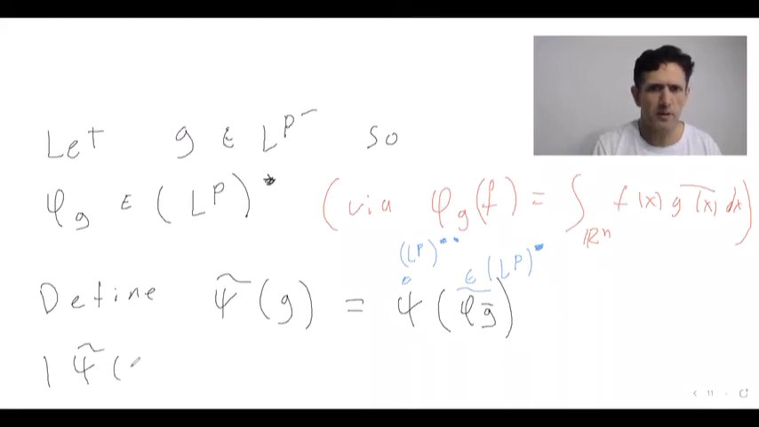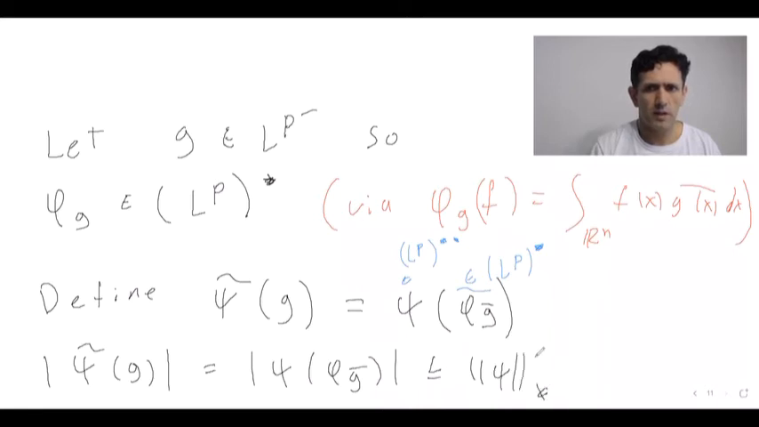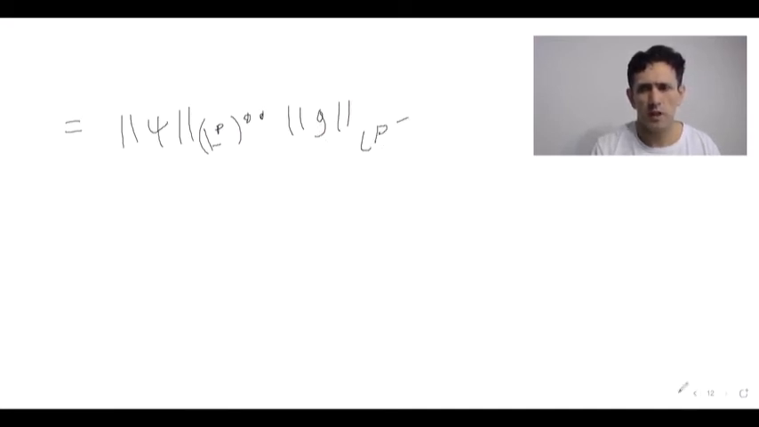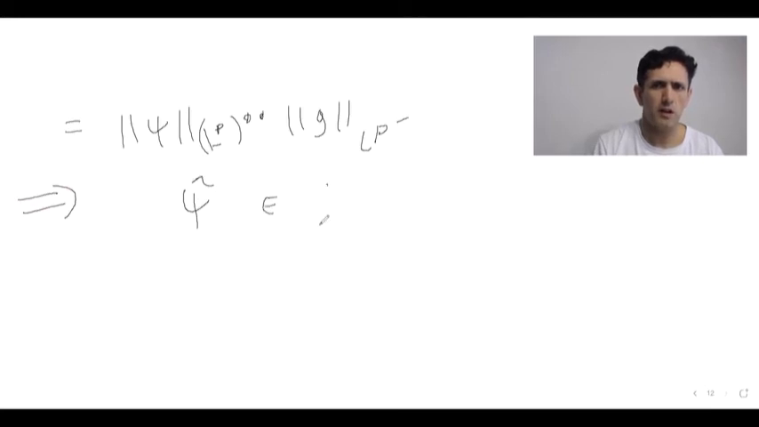Let's check that this is bounded. By definition, this is psi of phi g bar. This is less than or equal to whatever this is, times this here, but this is of course just equal to, phi g is itself an isometry. So this is just this here times the L^p' norm of g. So that implies that this psi here itself is a bounded linear functional on L^p'.